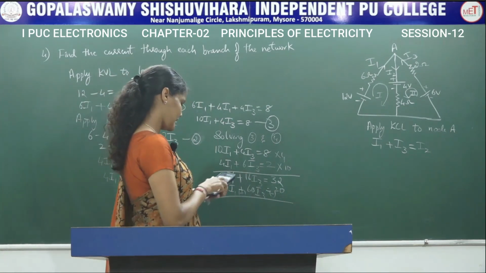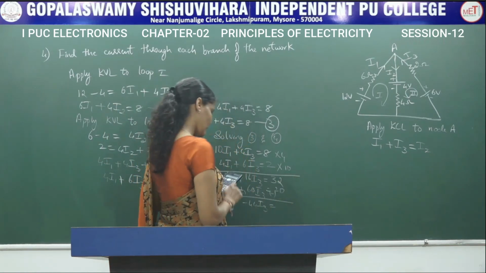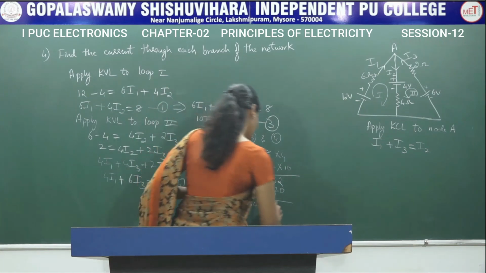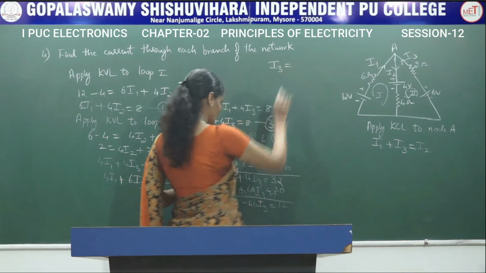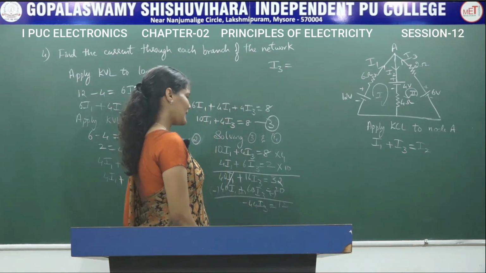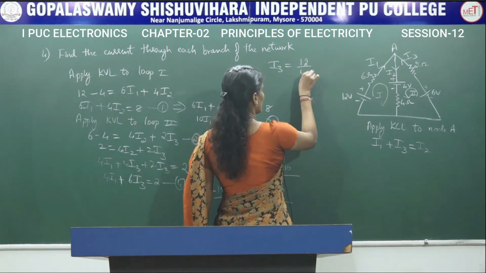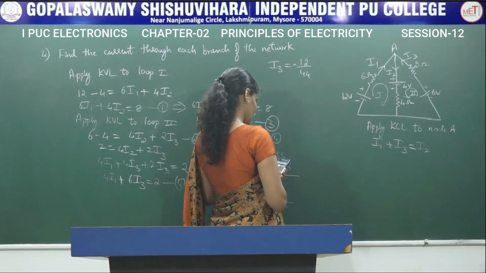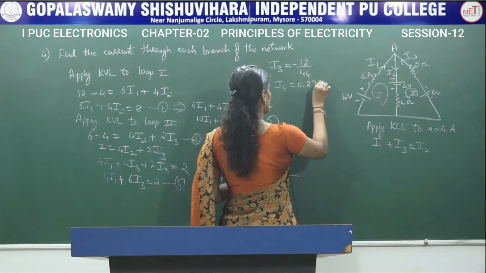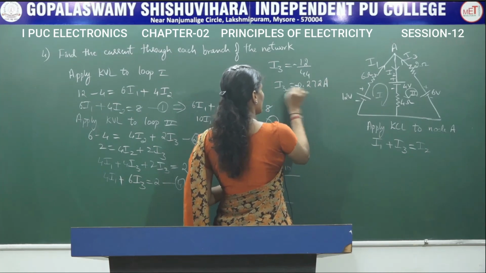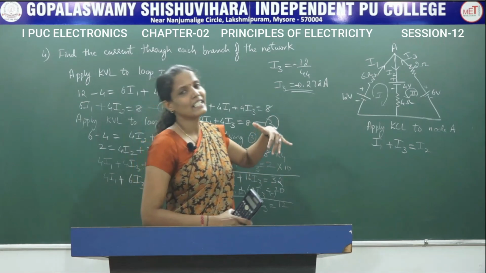16 minus 60. I will be getting minus 44 I3, which is equal to 32 minus 20, which is equal to 12. So, I3 is equal to 12 divided by 44 with the minus sign. So, the I3 value is equal to 0.272 amps with the minus sign. Here the minus sign indicates that the direction of the current is reverse.